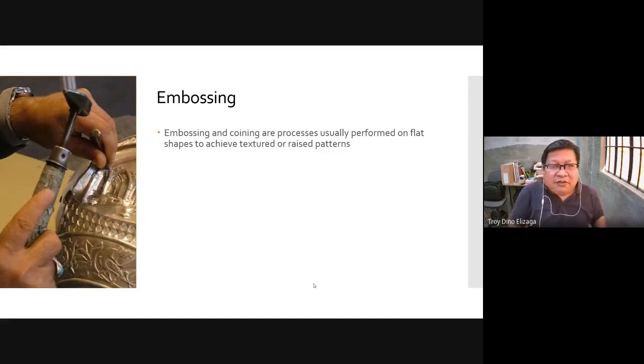Embossing, and coining is another term for it, is a process usually performed on flat surfaces or flat shapes to achieve textured or raised patterns. What you see in the picture, to emboss it, you have to puncture it a little without going through the metal, so that it forms a particular shape. There are also machines that do embossing, but of course the process started out as manual.